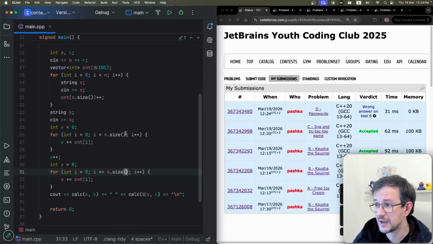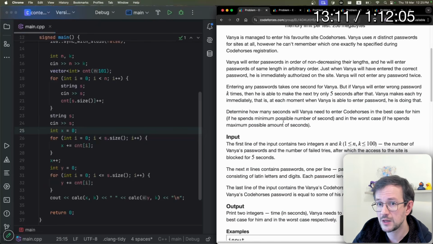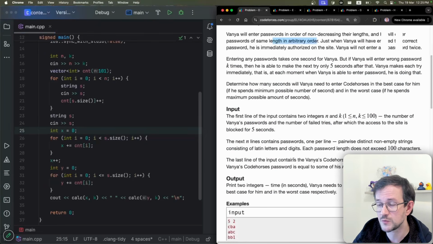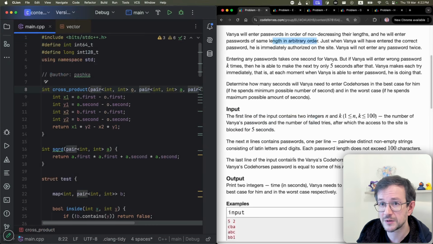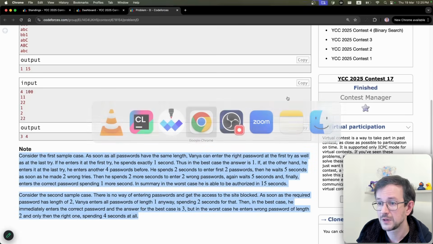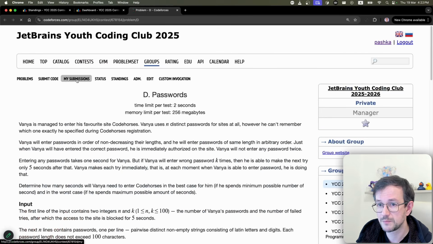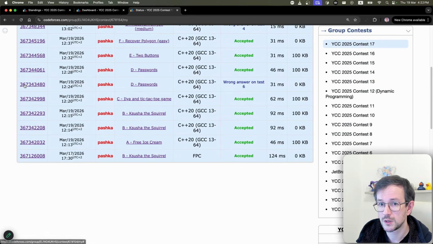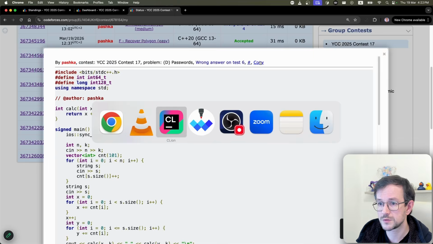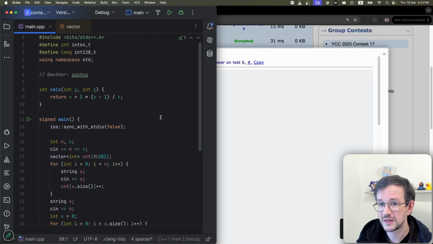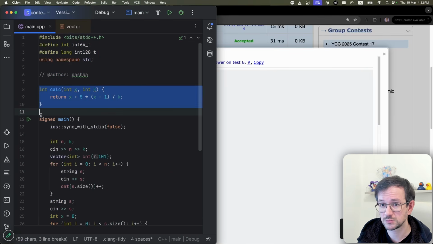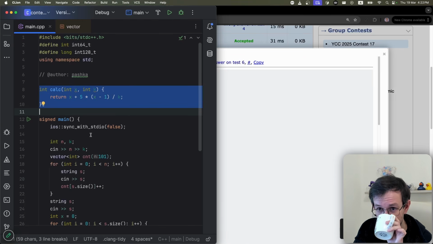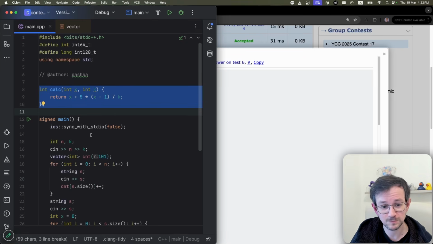That's basically it. And here I submit it, and I get wrong answer test number 6. Can you find the mistake in this program? Okay, let me show you the whole program. Actually, the mistake is not here. My submissions. Let's copy it here. Actually, the mistake is in this formula. Can you find the mistake? It's almost correct.